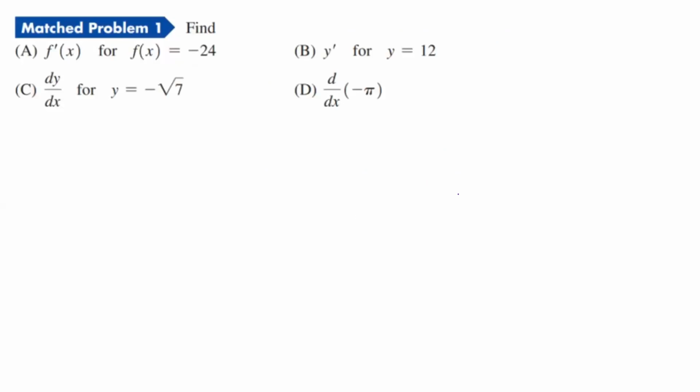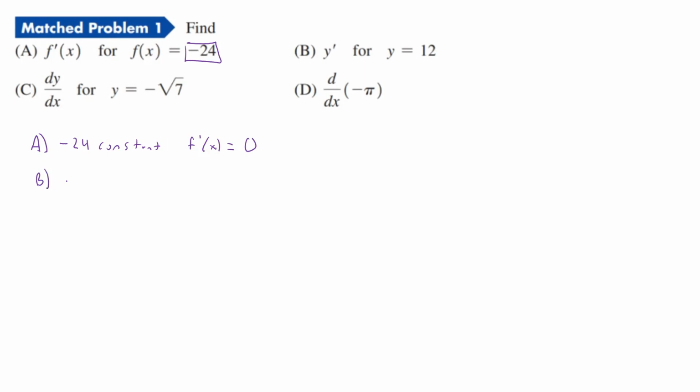So now what we're supposed to do is find the derivatives in each of these four cases. Well, let's look at these. So for A, here our function is just negative 24. Well, negative 24 is a constant, and so therefore f prime of x is going to be equal to what? Well, it's going to be 0.